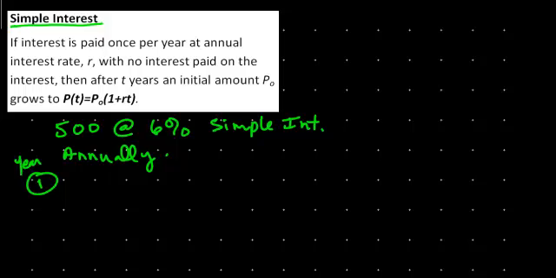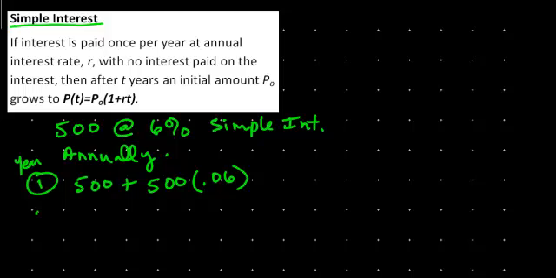So, let's say at the end of year one, so we put 500 bucks in. At the end of year one, we have our $500 and we get an additional 6% of that. So that's going to be multiplied by 0.06, right? So that's how much money we have at the end of year one.